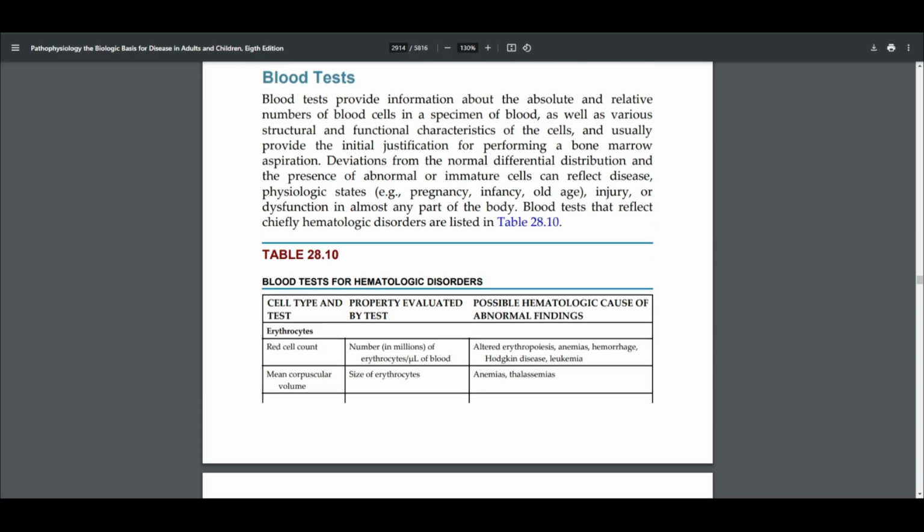Which brings us to our blood tests. Blood tests provide information about the absolute and relative numbers of blood cells in a specimen of blood, as well as various structural and functional characteristics of the cells, and usually provide the initial justification for performing a bone marrow aspiration. Deviations from the normal differential distribution and presence of abnormal or immature cells can reflect disease, physiologic states, injury, or dysfunction in almost any part of the body. So blood tests that reflect chiefly hematologic disorders are listed below.